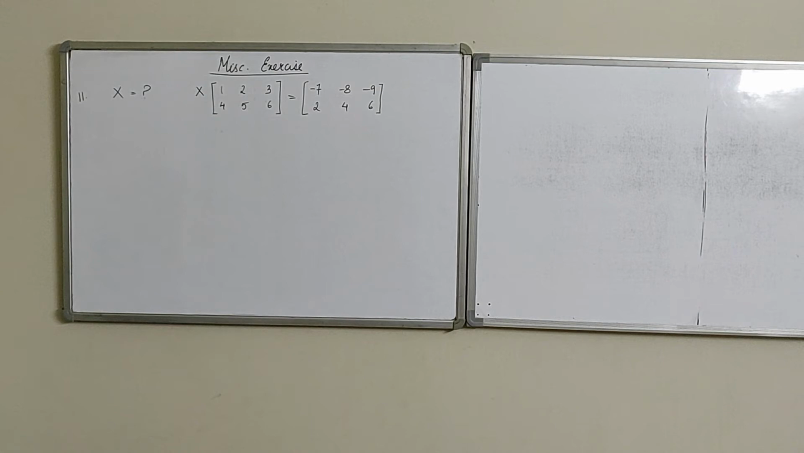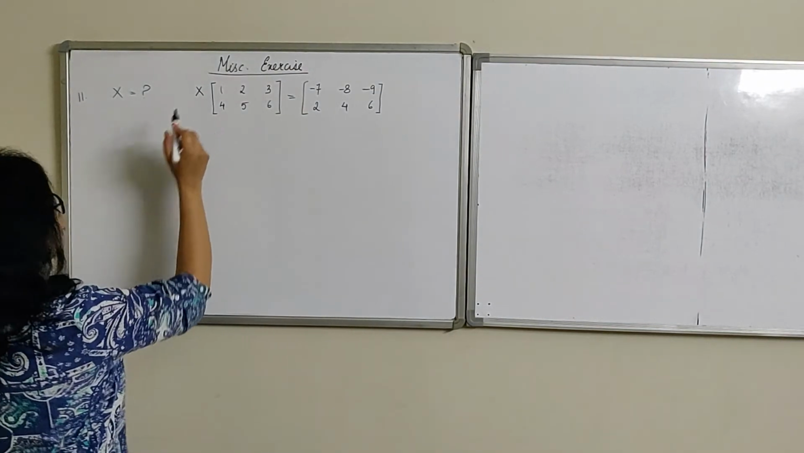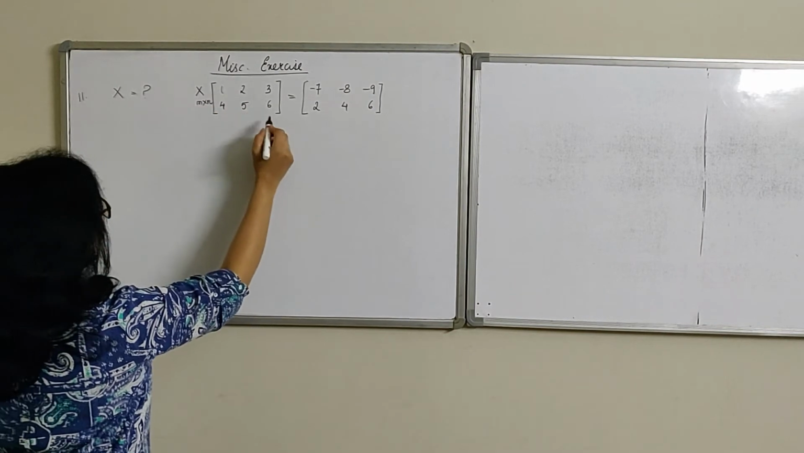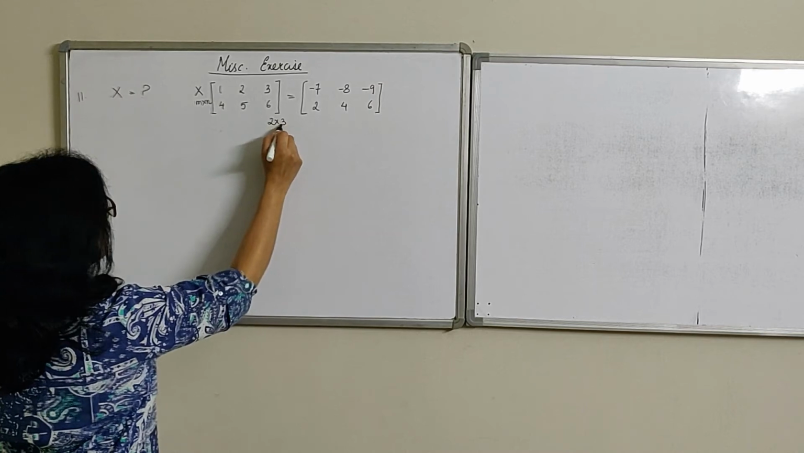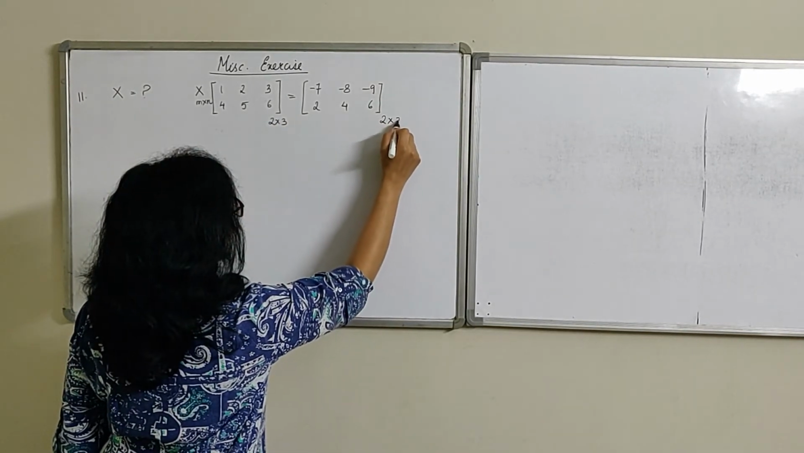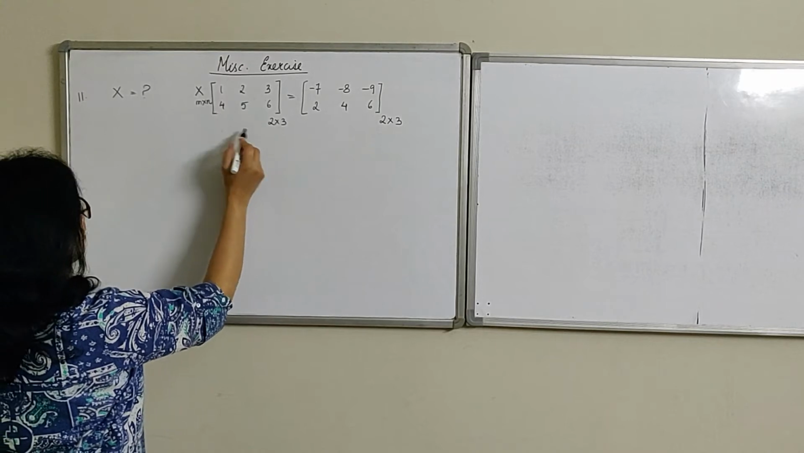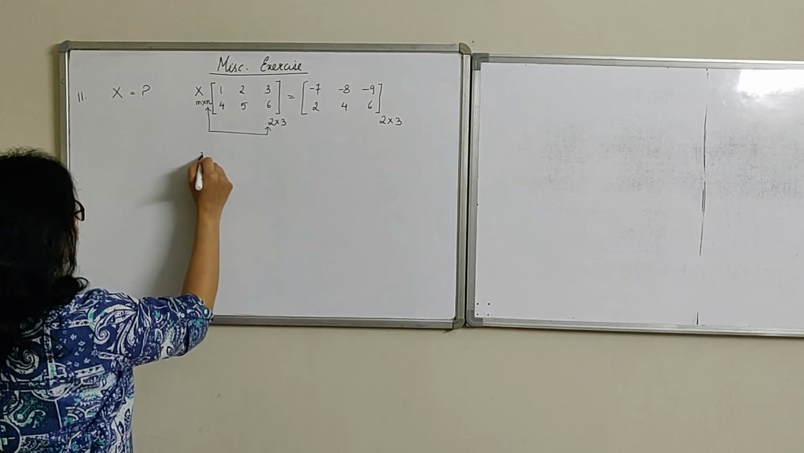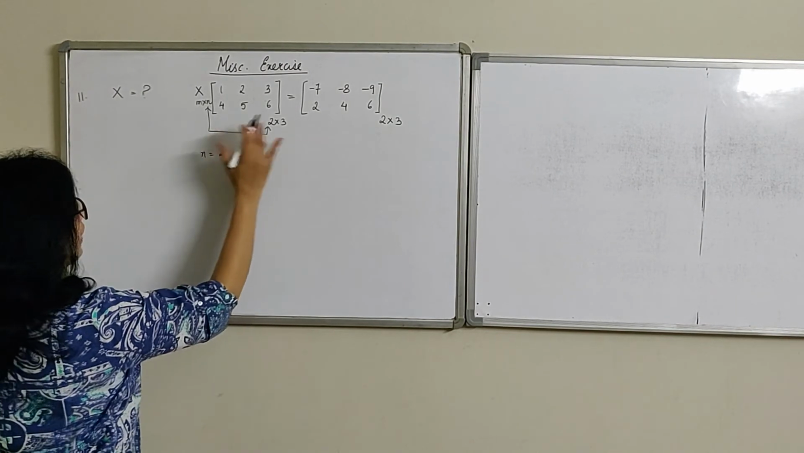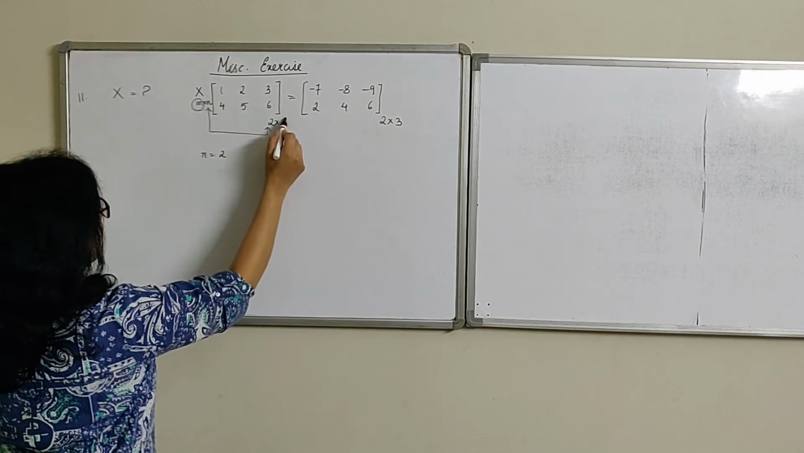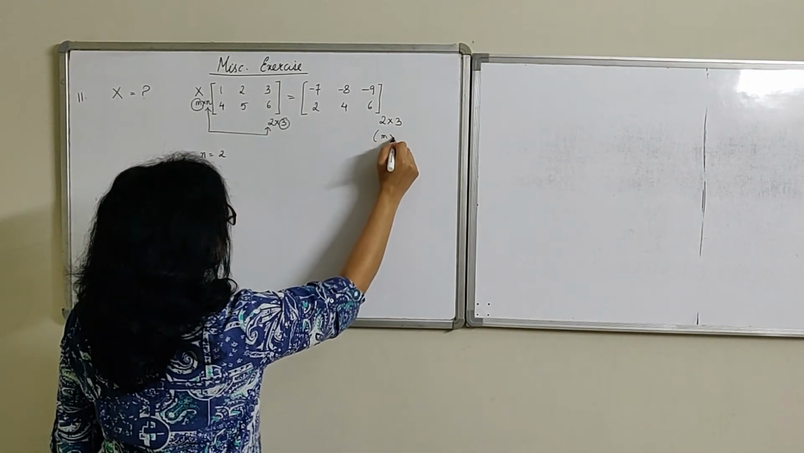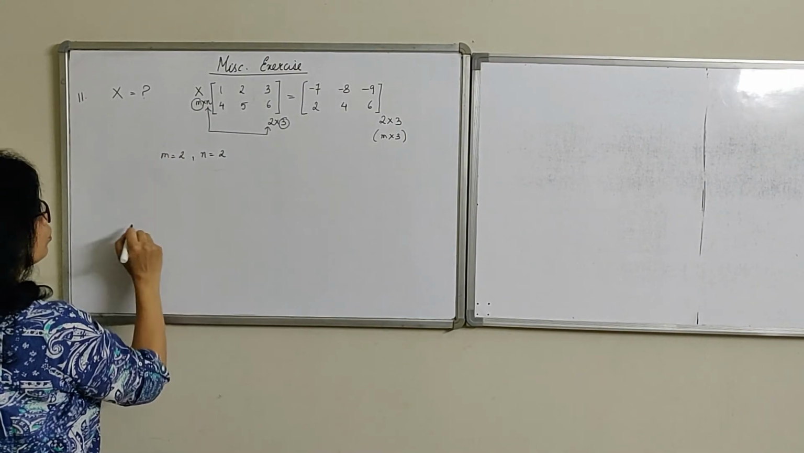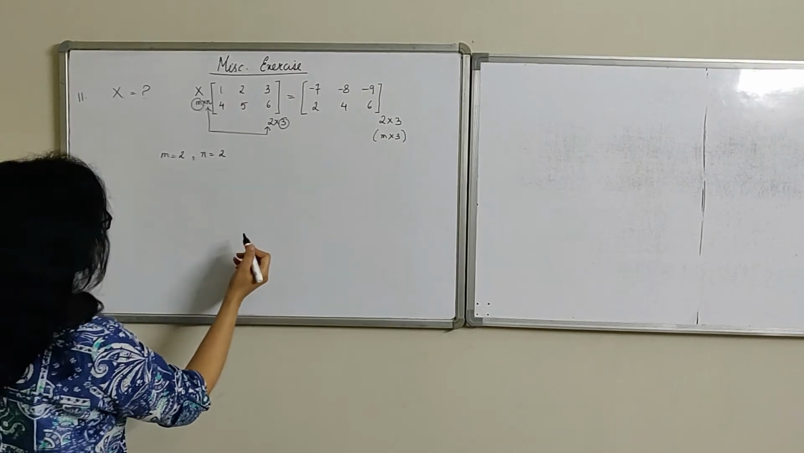so to find out matrix X, we need to know what can be the possible order of X. So suppose order of X is m by n, order of this matrix is 2 by 3, and the product matrix is also of order 2 by 3. So you know this multiplication is possible only when number of columns is equal to number of rows. So from here we get to know n is 2. And the product matrix will be of order m by 3. So comparing this with m by 3, we get to know that m is equal to 2. So the order of matrix X is 2 by 2.